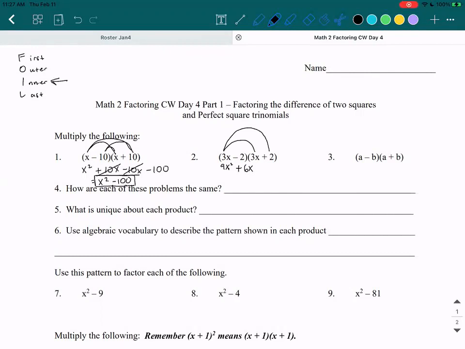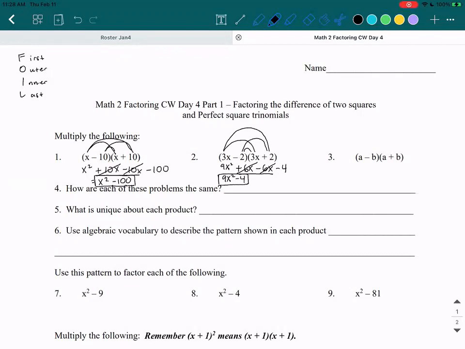Then we do the inner. Inner is the inside two numbers. So the negative 2 multiplied by the 3x gives us negative 6x. And then finally we have L for last, which represents the negative 2 and the plus 2, which gives us minus 4. We're not done yet. We just need to simplify. When you simplify after FOILing, you're just simplifying the middle two terms. We have a plus 6x and a minus 6x, and they cancel out because they're opposites. Then we will be left with 9x squared minus 4. And I will put a box around that.